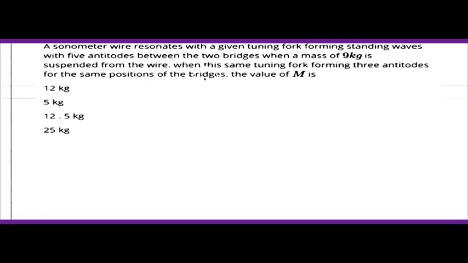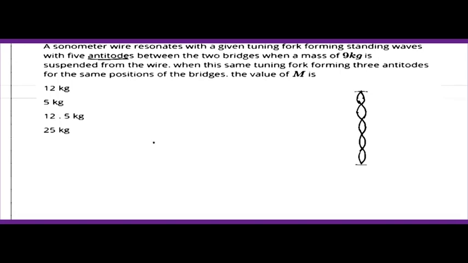Okay, so given is the sonometer wire that is resonating with 5 antinodes. What are antinodes? The antinodes are the positions where the peak is maximum. Like this, this is our second antinode, this is our third antinode, this is our fourth antinode, and this is the fifth antinode. And they are between the closed bridges.